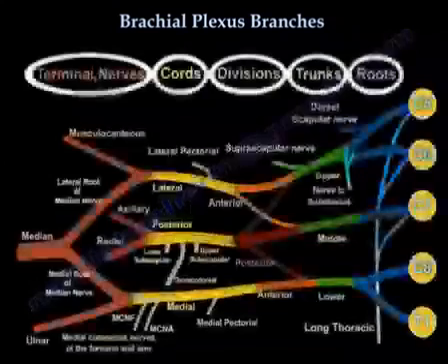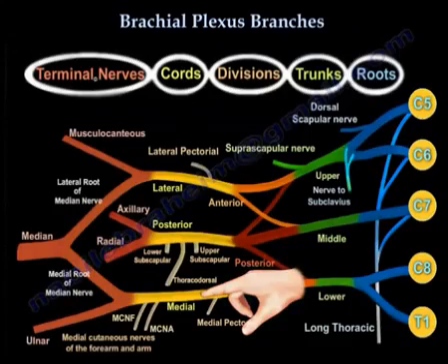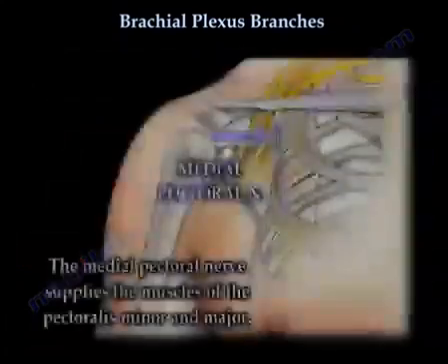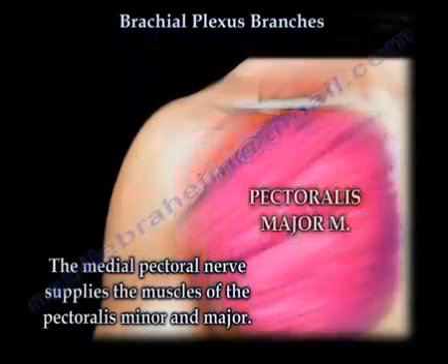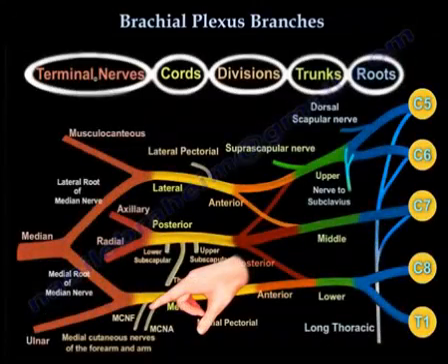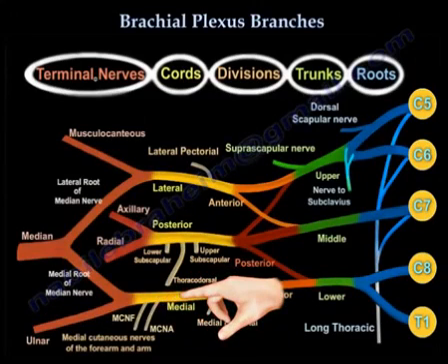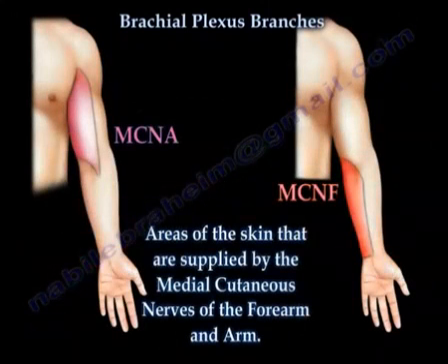The medial pectoral nerve arises from the medial cord of the brachial plexus. It supplies the pectoralis minor and major. The medial cutaneous nerve of the arm and forearm arises from the medial cord of the brachial plexus. The medial cutaneous nerve of the arm supplies the medial arm. The medial cutaneous nerve of the forearm supplies the medial forearm.